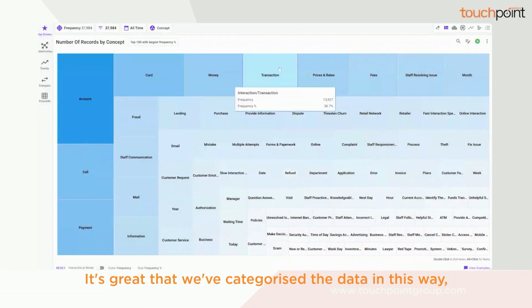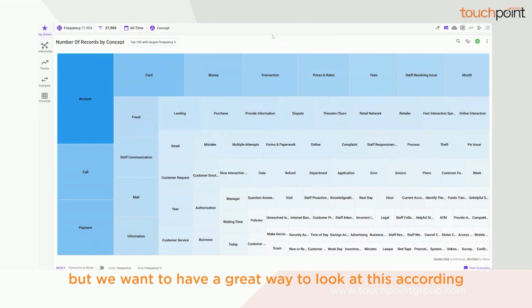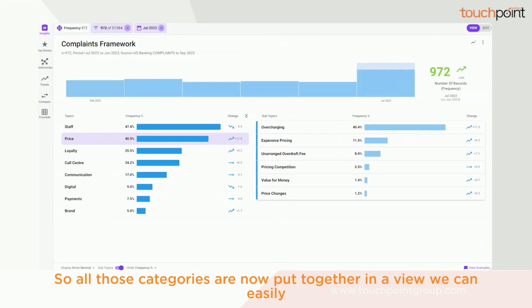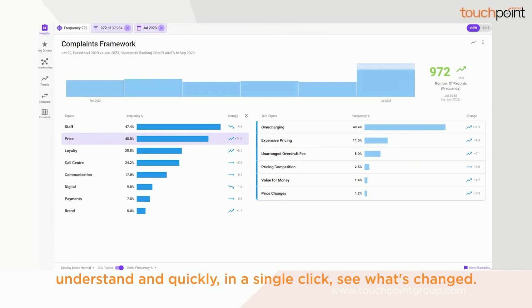It's great that we've categorized the data in this way, but we want to have a great way to look at this according to what customers think is important to them. What we've developed is a framework around complaints. What are the major things causing complaints? What are things that customers talk about? So we can then view that in a very simple way. All those categories are now put together in a view we can easily understand and, in a single click, see what's changed. So it's really interesting what's possible in this data.